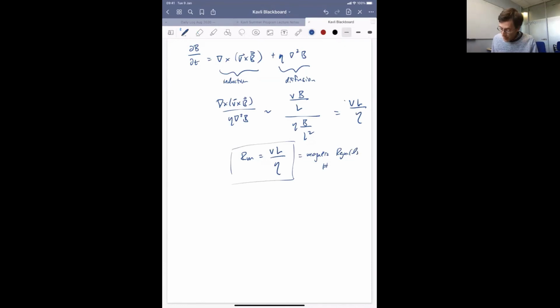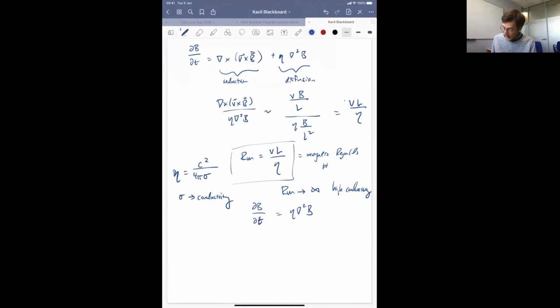The limits to think about: eta is the magnetic diffusivity, which in CGS units is c squared over 4 pi sigma, where sigma is the conductivity. As Rm goes to infinity, that's the high conductivity limit. Rm going to 0 is the lousy conductor limit. As the diffusion term gets big relative to induction, induction gets small, and we just have a diffusion equation: dB/dt is eta del squared B. That is the diffusion equation.